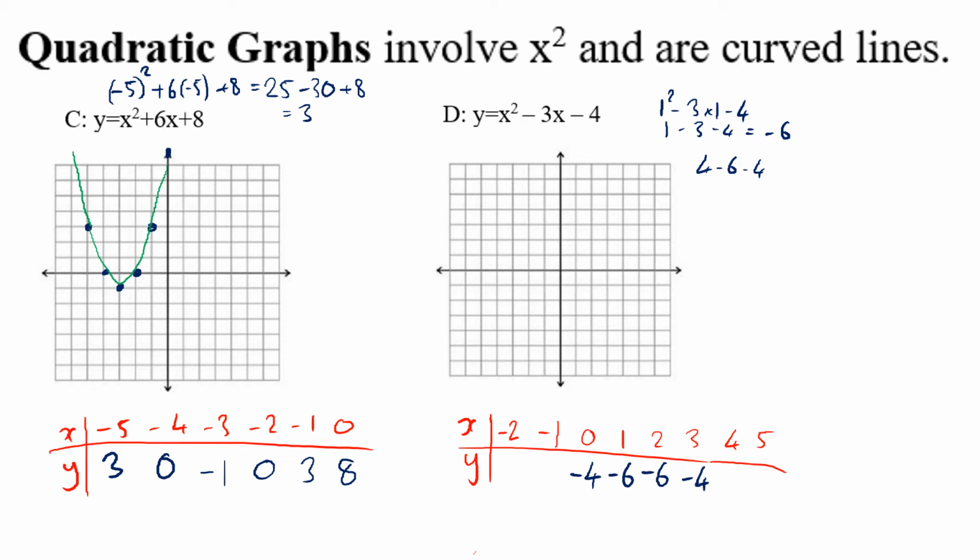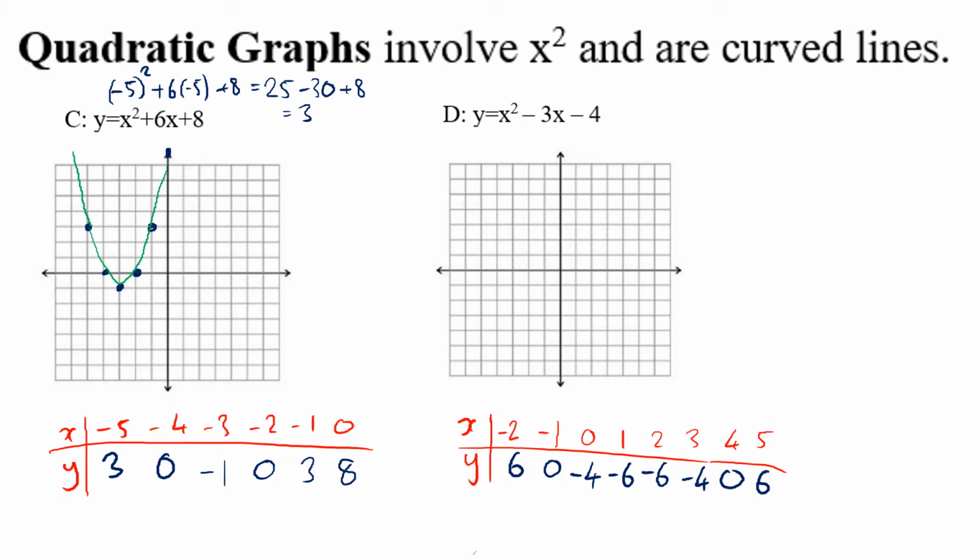4, if we put it in, we'll get 16 minus 12 minus 4, we'll get 0. And 5, we put it in, we'll get 25 minus 15 minus 4. So that is 6. And then you'll get the symmetry happening on the other side. So sometimes a way of drawing these is to work out 1/2 of the values to realize that there's symmetry and just apply it on the other side. You could, of course, check it if you wanted to check it. So let's take those points. Let's put them all together.